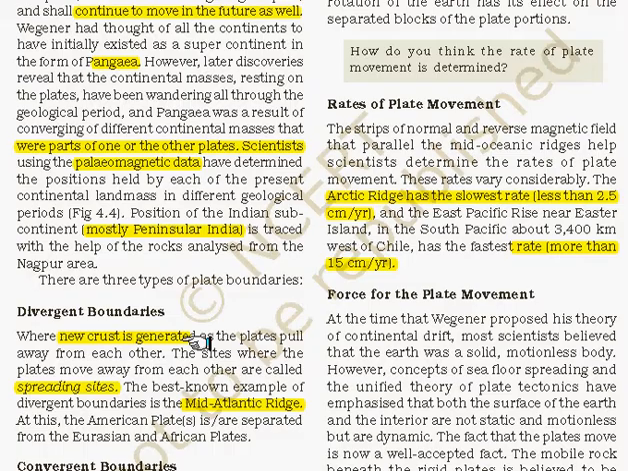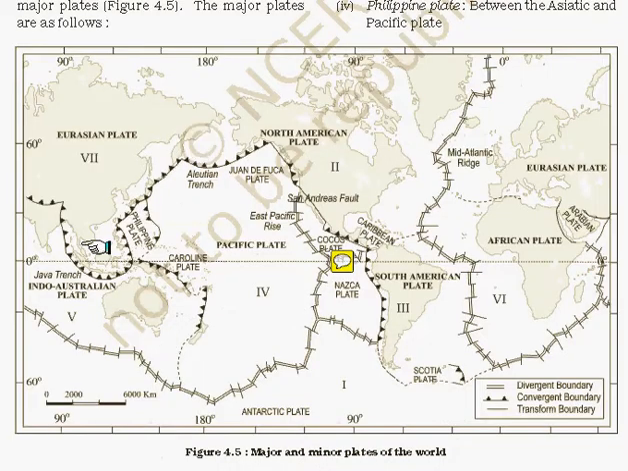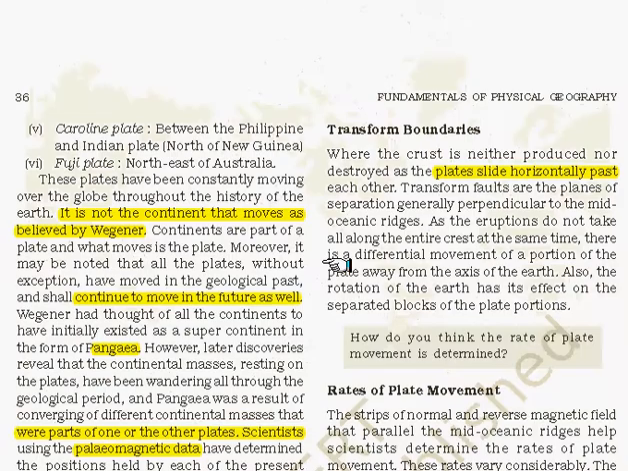For example, here we can see these plates are surrounded by convergent boundaries at the corners of the continental plates, and in oceanic plates there are some divergent boundaries. We will see now what these boundaries are.